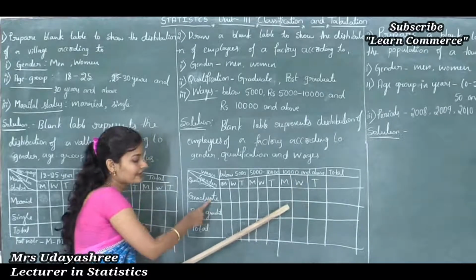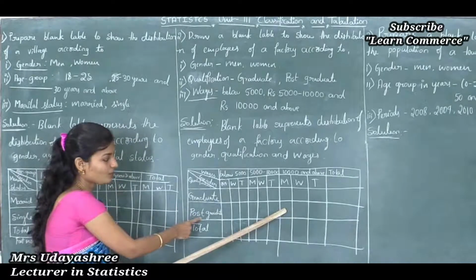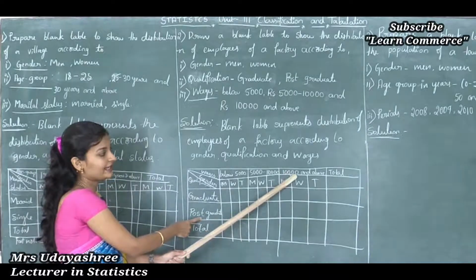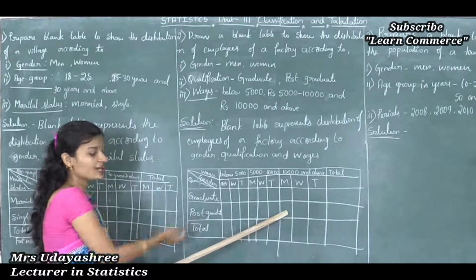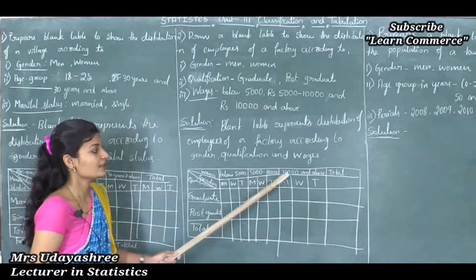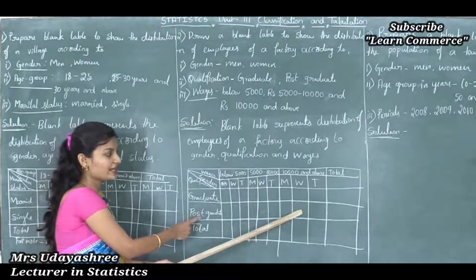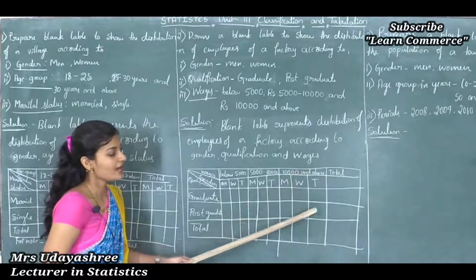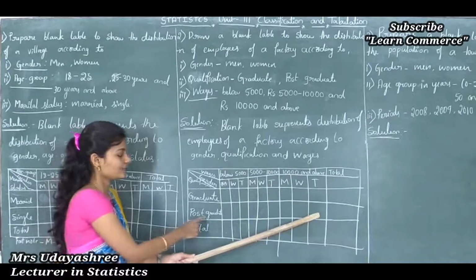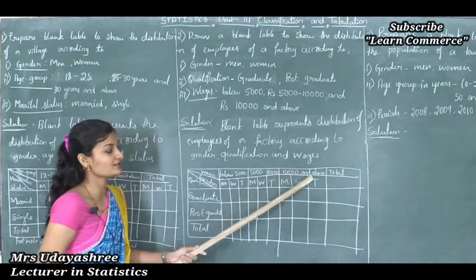above. Like that this cell indicates the men graduate population with wages 10,000, yeah, this is postgraduate, right? Yeah, this is men postgraduate population with wages of rupees 10,000 and above, and this cell indicates postgraduate women population with wages 10,000 and above, and this cell indicates the total number of postgraduates with wages 10,000 and above.